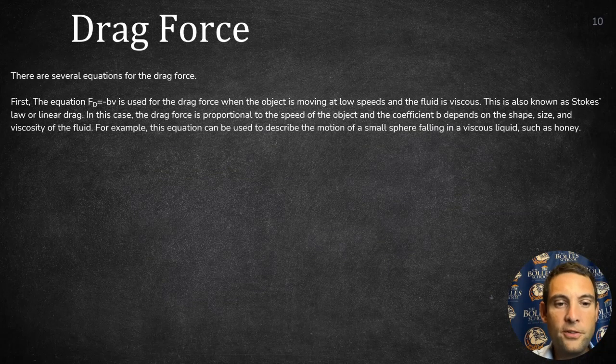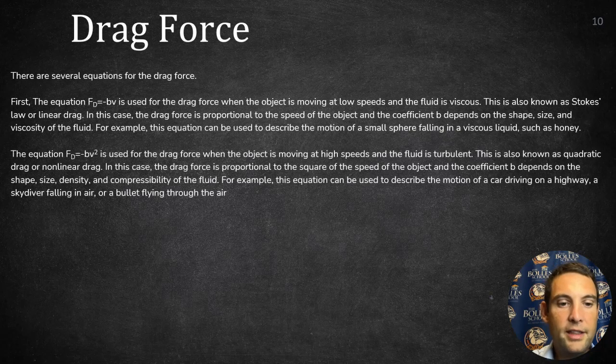There are several equations for the drag force. First is F sub d equals negative bv, when the object is moving at low speeds and the fluid is viscous, like a marble dropped through honey. The next one is F d equals negative b v squared, when there's a high speed or the fluid is turbulent, like a skydiver falling in air.